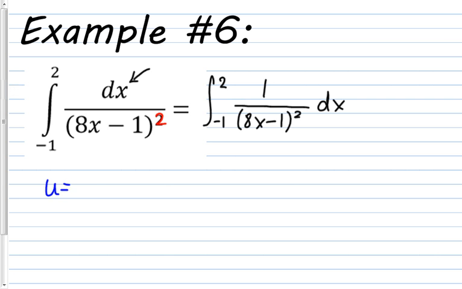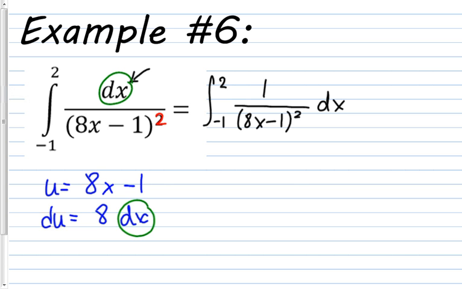So obviously there's only one thing here, 8x minus 1. So that's my u. My du would be the derivative of that, so that's 8 dx. Well, looking at the top there, I have my dx, but I don't have my 8, so I'm going to have to compensate for that. So divide by 8, and then I'll just put 1/8 right there. And then, obviously, u is this part right here.